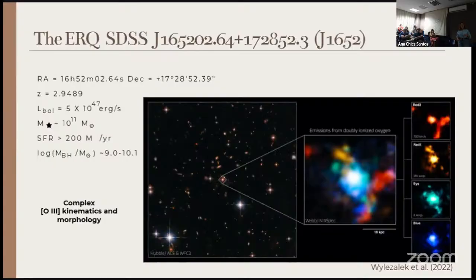And here you can see where this quasar is located in this region, and here we have a zoom in on the quasar, and you can see a complex [O III] kinematics and morphology here. The different colors are different velocities of [O III]. The most blue one here is the most negative [O III] velocity, and the more red is more redshifted velocity. You can see a disturbed region around this quasar.